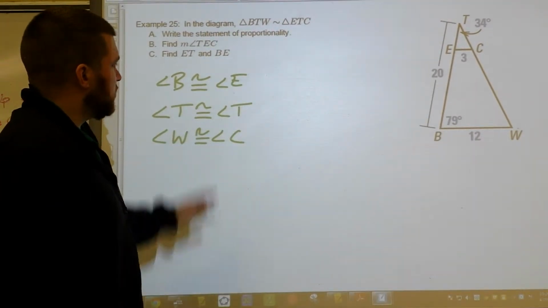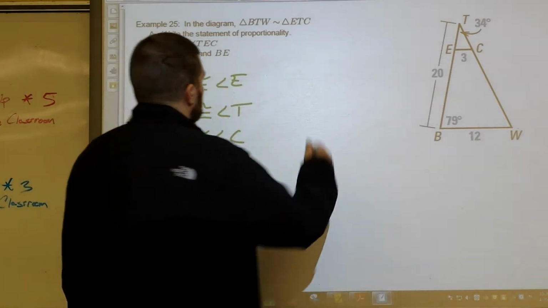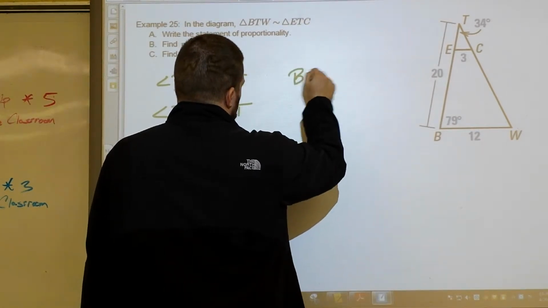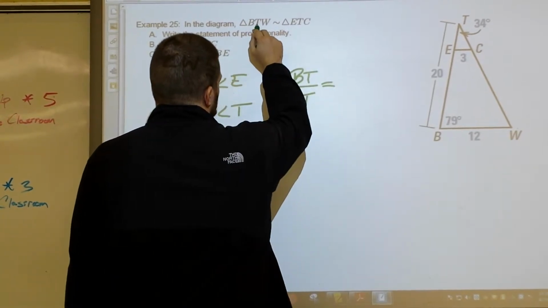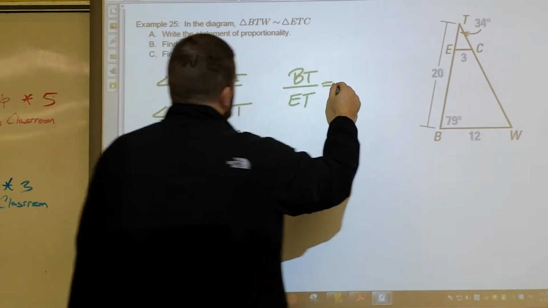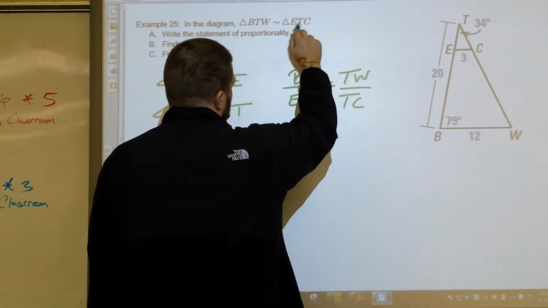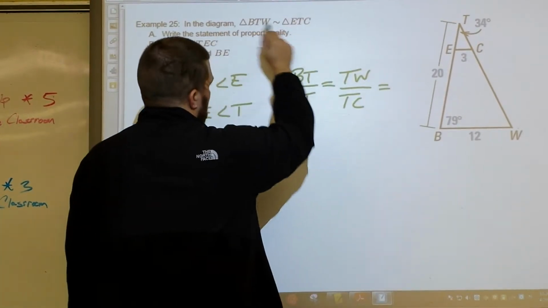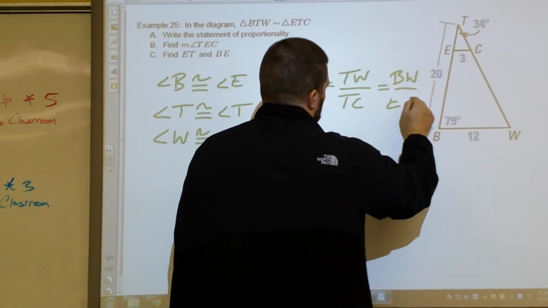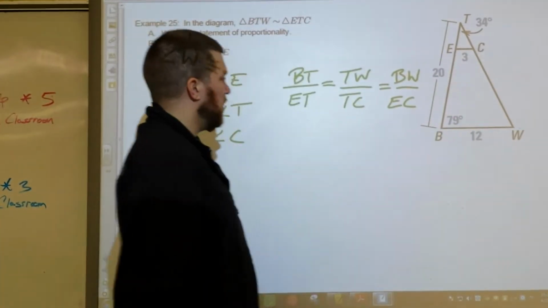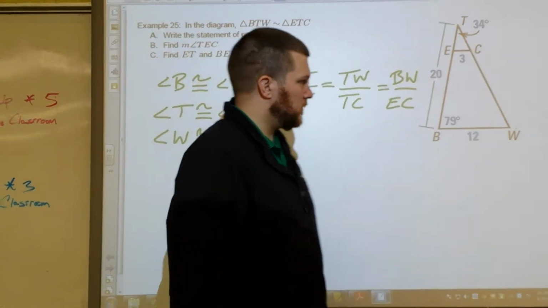Now we're going to do the same thing with side lengths, but since it's similar, the side lengths are proportional. So, for instance, BT over ET, that's first and second, is going to be equal to TW over TC, second and third, and that's going to be equal to BW over EC, first and third. Angles are congruent, the corresponding side lengths are proportional.